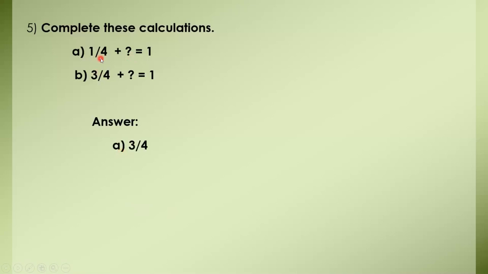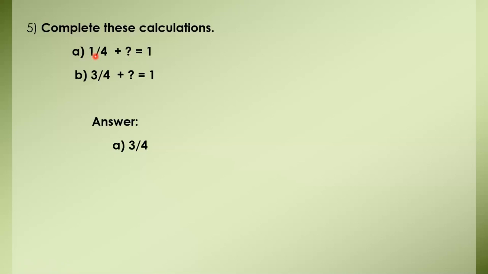Now just find 3 by 4 plus 1 by 4. How will you sum up? Since the denominator is the same in 3 by 4 plus 1 by 4, you will sum up the numerators. So 3 plus 1 is 4. What is 4 by 4? 4 by 4 is the same as 1.